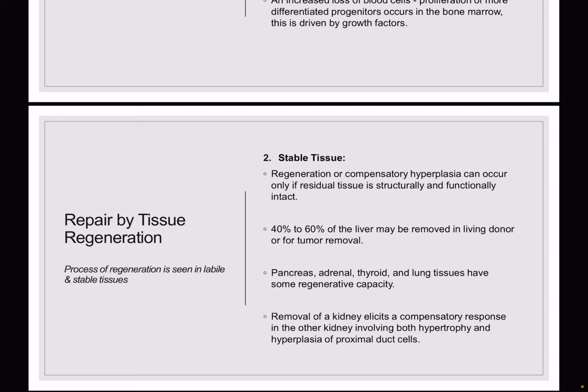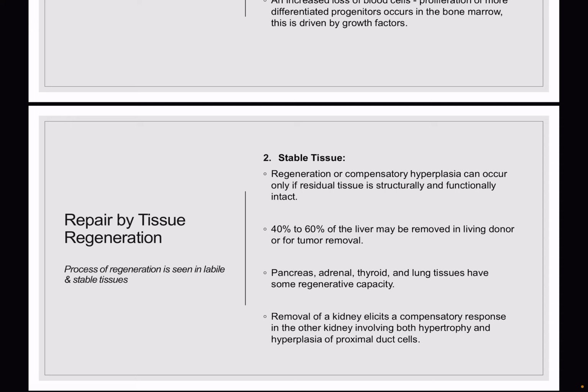Yes? Can the proliferation happen with the reason other than an injury? Yes, exactly. You see here, there is no injury to one kidney. We removed the other kidney. Now the stimulus is more demand. More increased demand. How does the hyperplasia occur?